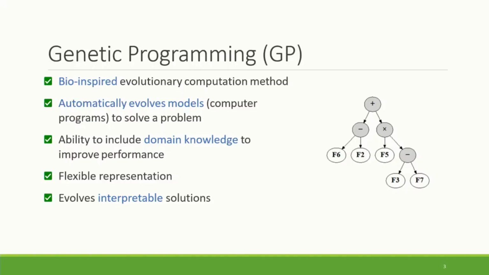One of the key strengths here is its flexible representation, and that allows us to incorporate domain knowledge, which helps guide the evolution towards better solutions. It can evolve formulas, rules, or even feature transformations. Importantly, it evolves interpretable solutions. So unlike black box architectures, you can actually examine the final programs or trees and understand how it makes decisions.